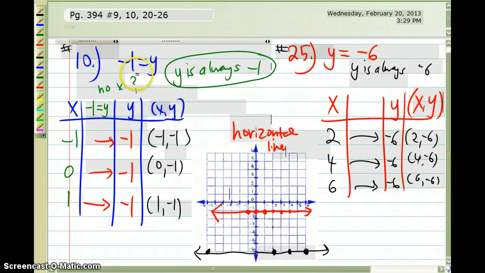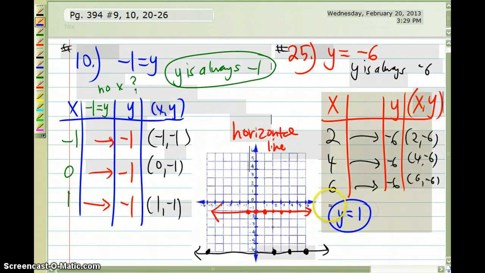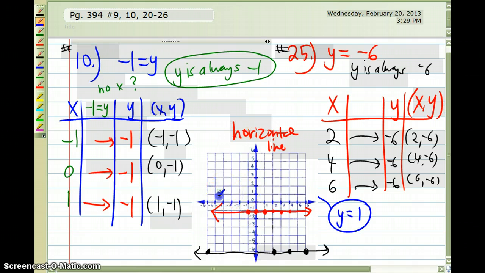What you'll notice about number 10 was that the horizontal line passed through the y-axis. This is our y-axis right here, at -1, and that's where it passed through. And that's very unique because if I wanted to say that y was equal to 1, then the line would actually appear right here. And I wouldn't even have to do a chart, but I could automatically know that. Okay?